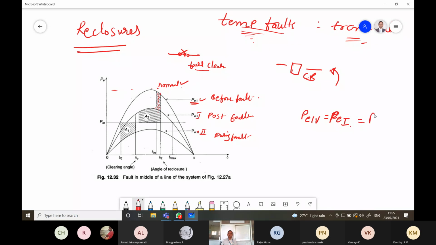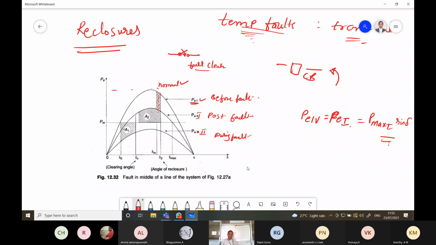So what is your PE1? PE1 is equal to P max 1 sine delta. So we will achieve the original case. Since the recloser restores the power and transfers the system to the stable operating point, the stability will be improved. The case of stable operation is indicated in this figure.